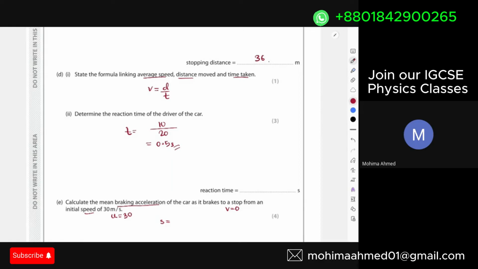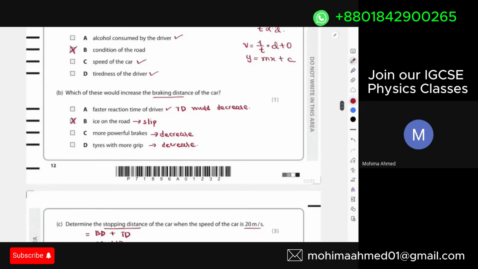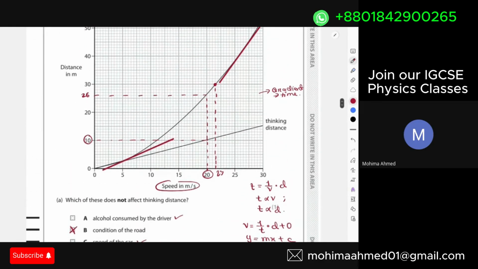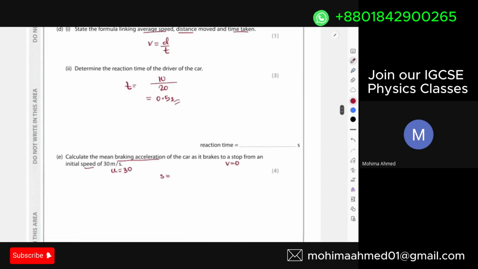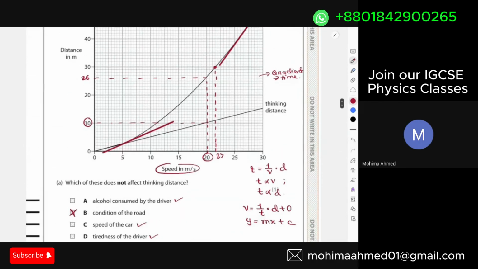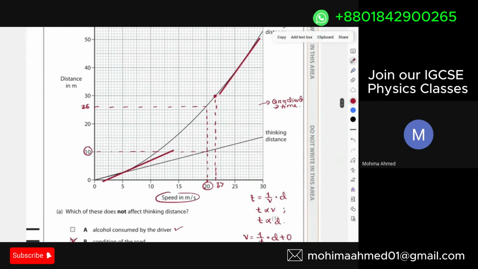Determine the reaction time of the driver of the car. Okay, we did that. We did calculate the reaction time of the driver of the car. And after that, they're asking about braking acceleration. Final velocity is 0. How much distance have they traveled here? One I can see is at 30, 26, and the other is just 10 for that 20 meters per second. Other than that, I don't see any other value that I can use.